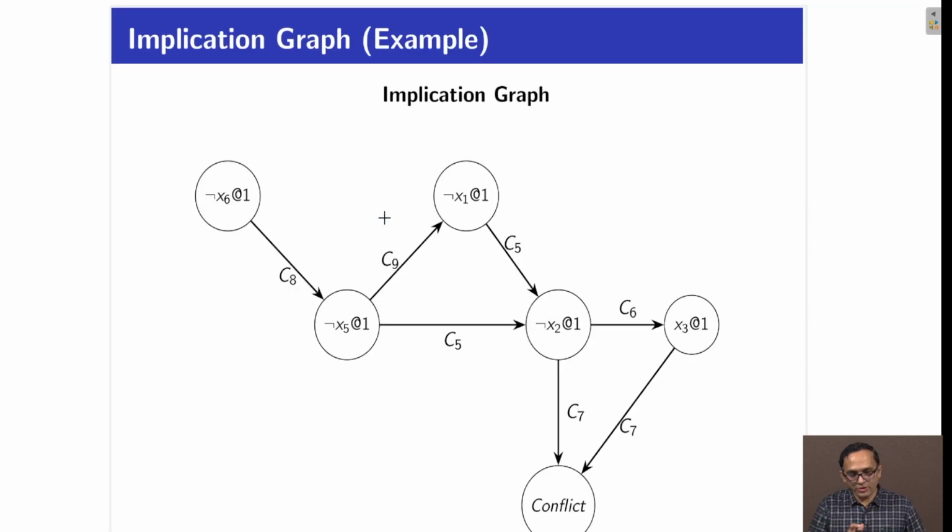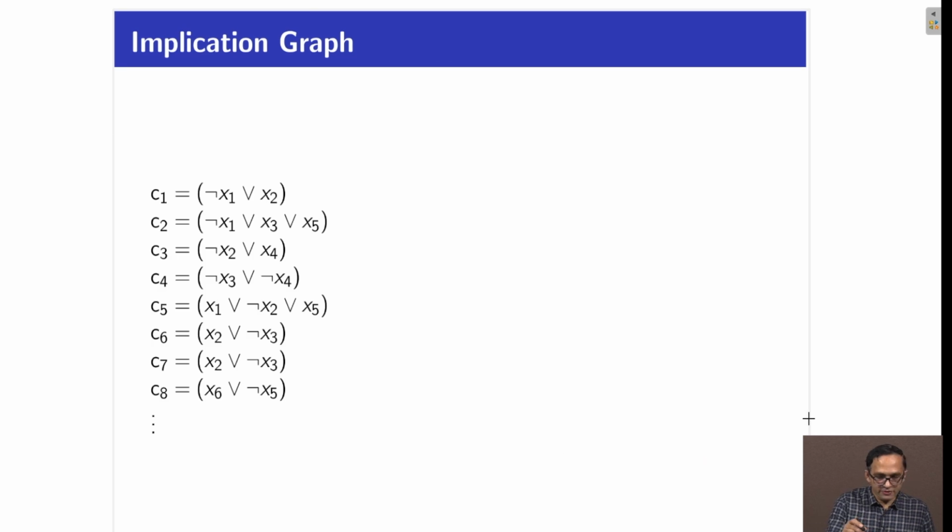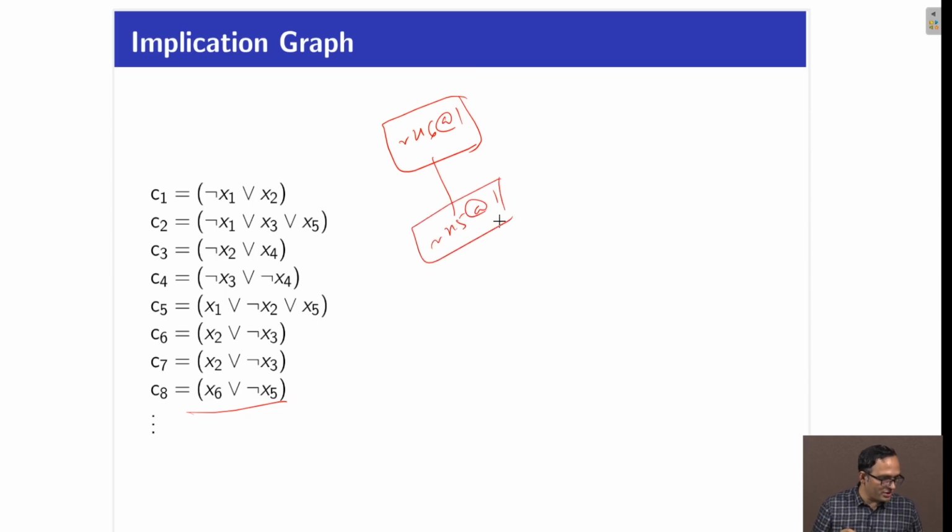So, if I do it here, you will effectively see that this is the conflict that I am going to get. If I can actually show you this. So, you have only not x6 at decision level 1 left out, right. So, immediately from C8, this is already done last time also. So, not of x5 at decision level 1, right. This is what I will get.